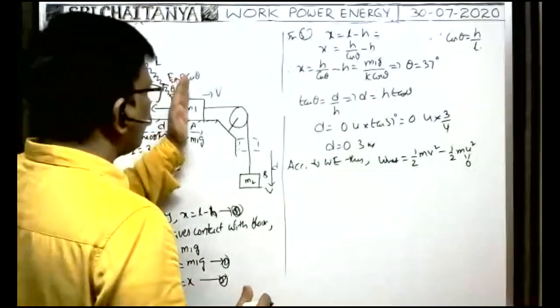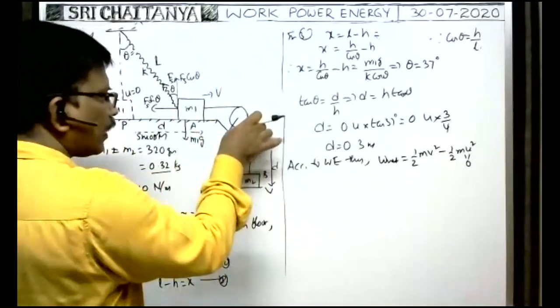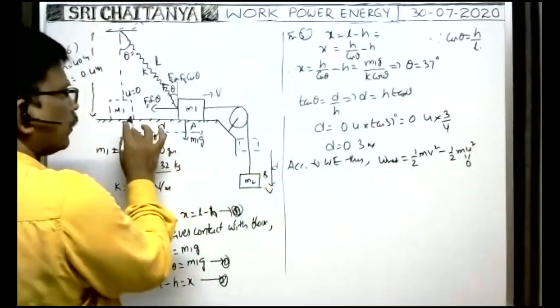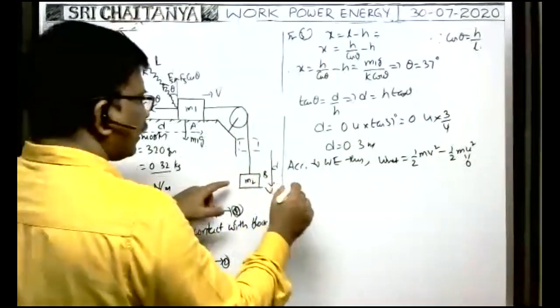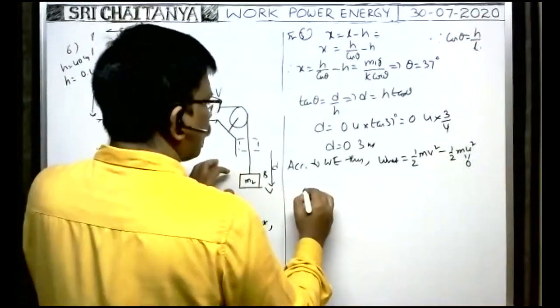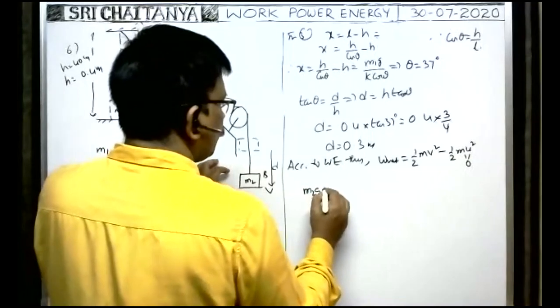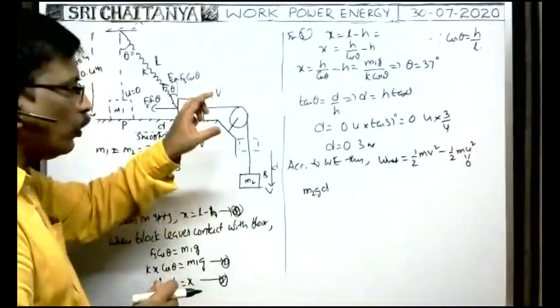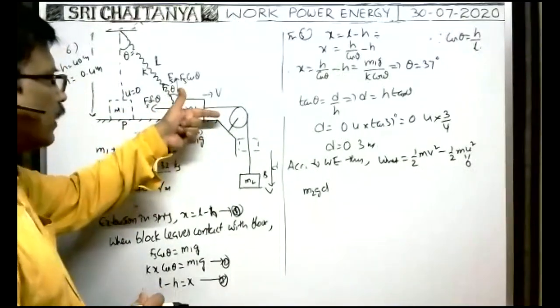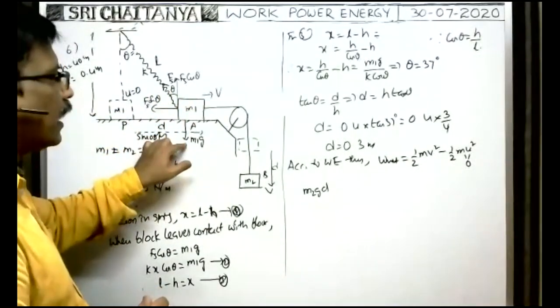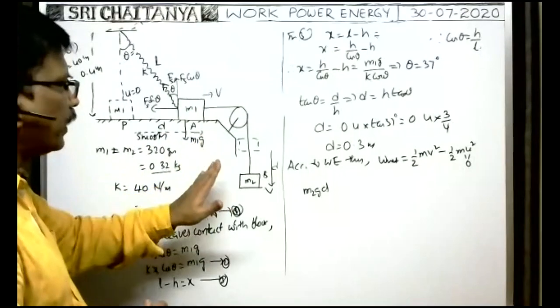But when the block moves in this direction, as this block comes down, if this block moves a distance d, this block comes down a distance d. That's why work is done on the block m2, which is positive: m2 g into d. It is only the work done by gravity. As this block moves along the horizontal direction only, no work is done by gravity. Only on this block is work done by gravity.